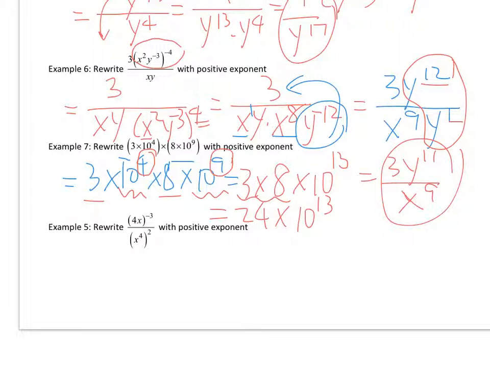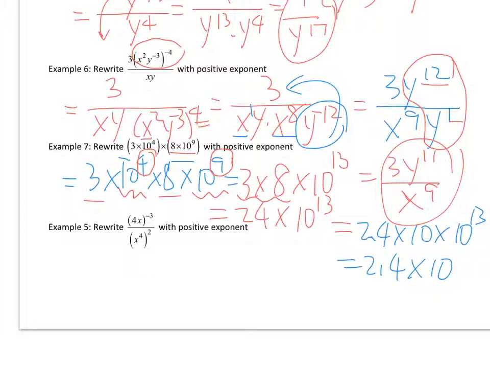This is really okay, but it would be better if you can write this in a scientific notation form, because it was given as a scientific notation form to begin with. So we can write this as 2.4 times 10, as 24 times 10 to the 13, and this will be 2.4 times 10 to the 14th power as your final solution.